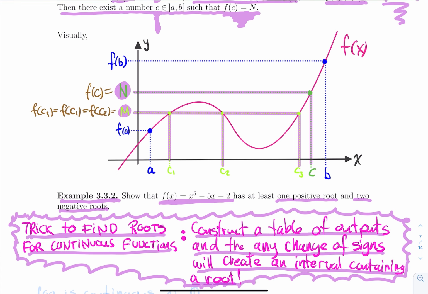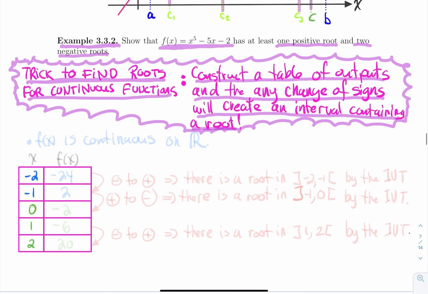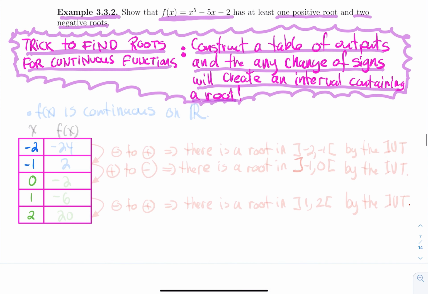So that's a very, very powerful statement. If you compute a bunch of outputs, anytime you change sign, you have a root in between. So for sure, a very cool thing to notice. Here, if we want to find a positive root, let's start at 0. So here I made a little table.